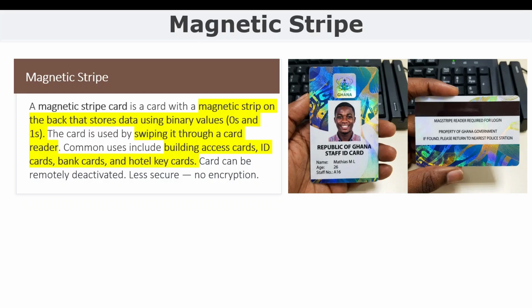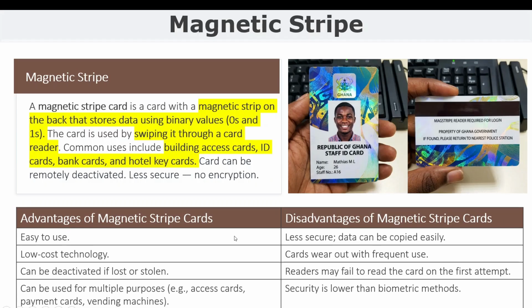So, this is a typical example of a magnetic card where the person's details are at the front, and then you have the magnetic stripe at the back of the card. There are some advantages to the use of the magnetic stripe card. It's easy to use and not expensive, and it can be deactivated if you have lost it or someone has stolen it from you.